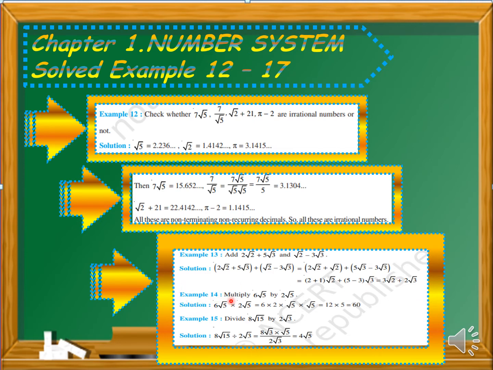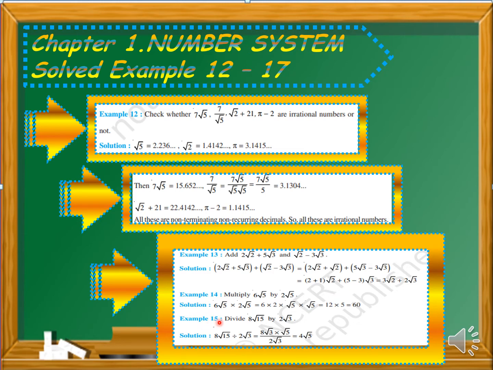Example 14: multiply 6 root 5 by 2 root 5. So multiplying the both, that is 6 and 2, then root 5 into root 5. 6 into 2 is equal to 12, and root 5 into root 5 is equal to 5. So 12 into 5, we will get it as 60. So this is the answer for example 14.